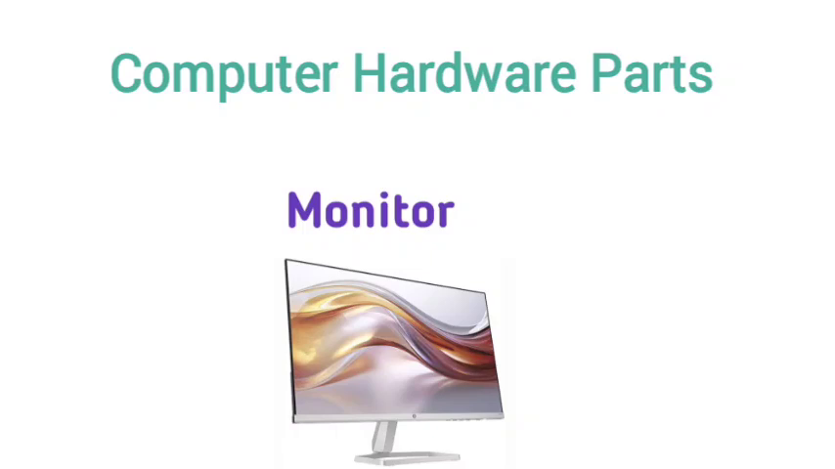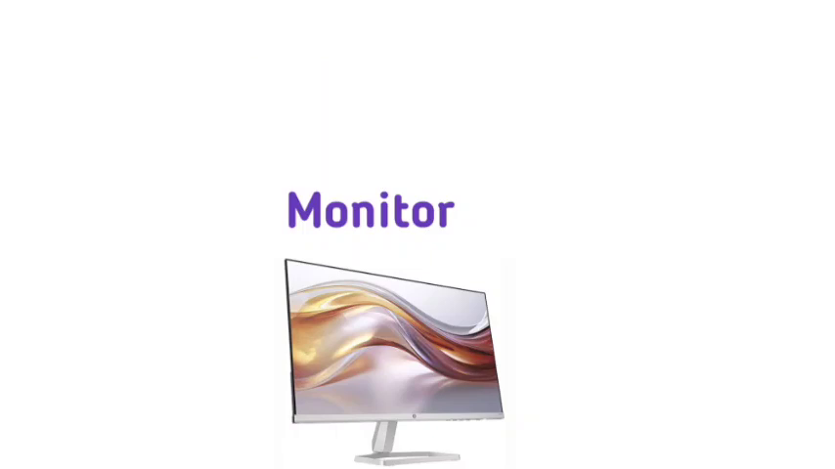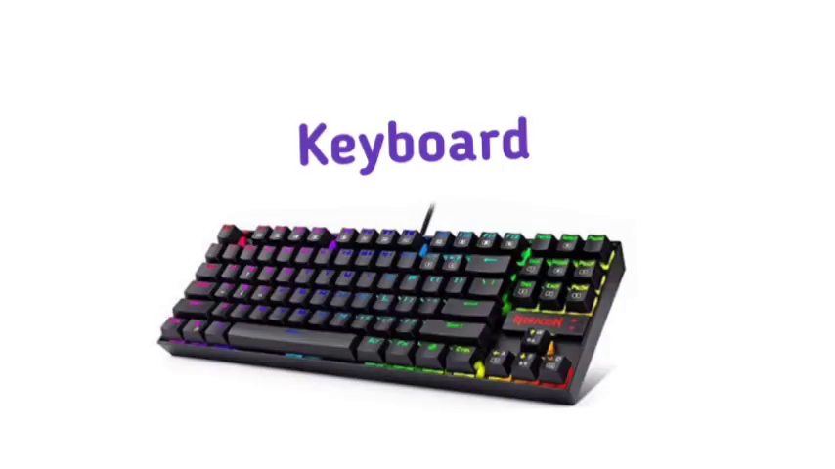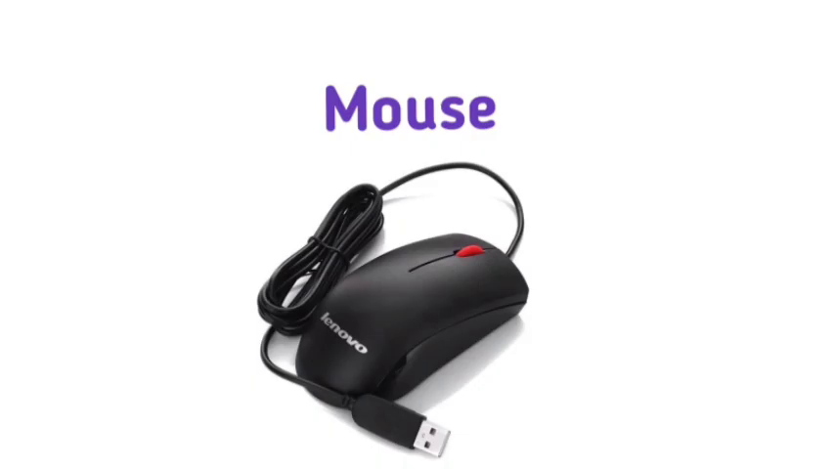Computer hardware parts. Monitor. Displays the visual output from the computer. Keyboard. Used to type text and give commands to the computer. Mouse. Helps to move the pointer and select items on the screen.